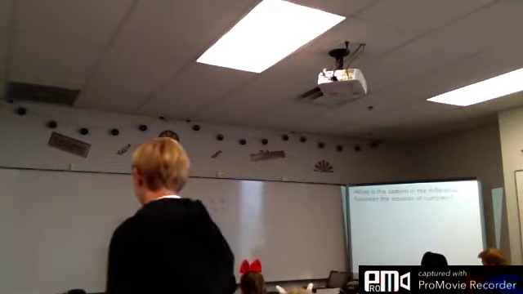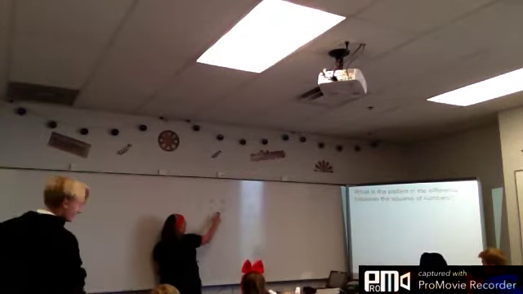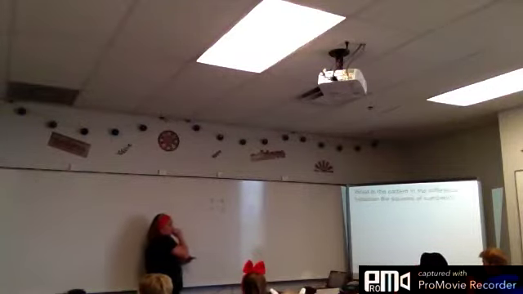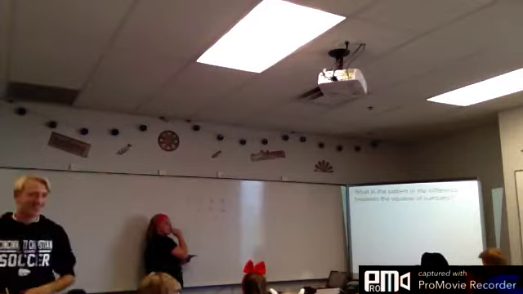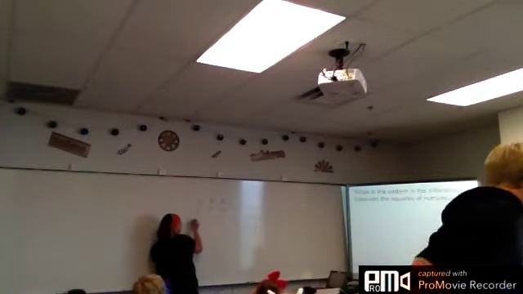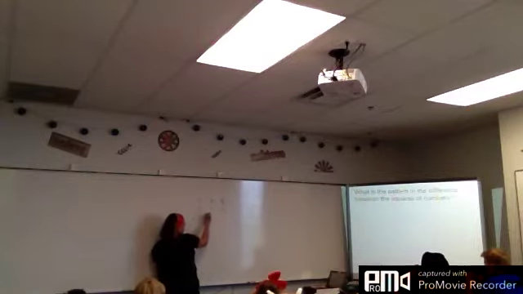So what is the pattern in the difference between the squares of numbers? 16 minus 9 is 7. 9 minus 4 is 5. 4 minus 1 is 3. What's the pattern? It's like 1 plus 3 is 4. 4 plus 5 is 9. And 9 plus 7 is 16.